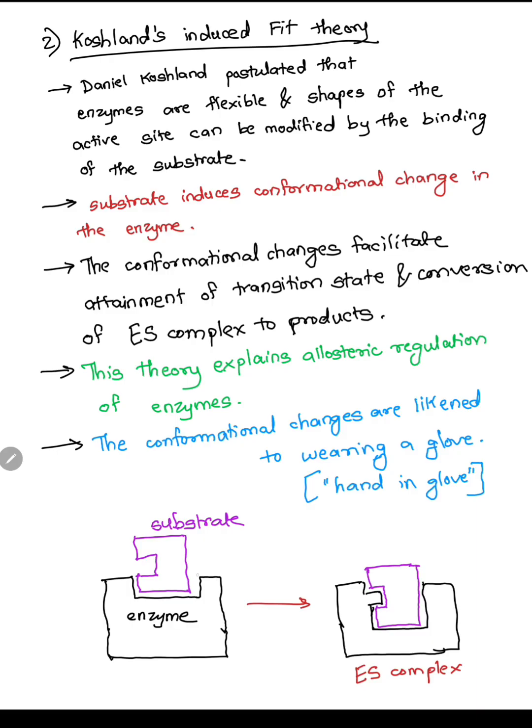Like you see, this enzyme's active site is not actually complementary to the substrate, but as the substrate starts binding to the enzyme, further conformational changes are taking place in the active site. And like a hand in glove, as we keep on inserting our hand, the glove starts enveloping the hand properly, and finally if the glove is a proper fit for your hand, then it will fit your hand perfectly, like a complementary, the shape of the glove will become complementary to the shape of the hand. That is Koshland's induced fit theory.